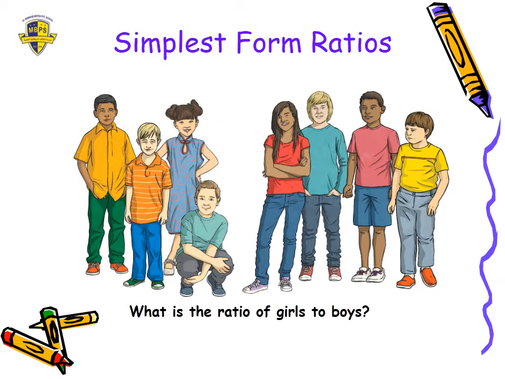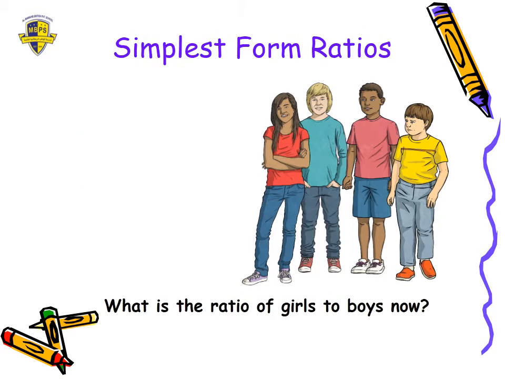Here, who can tell me what is the ratio of girls to boys? Good. There are 2 girls to 6 boys, so the ratio here is 2 to 6. And what about this one now? What is the ratio of girls to boys? Excellent, it's 1 to 3.